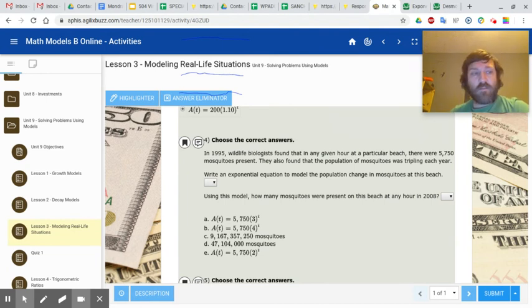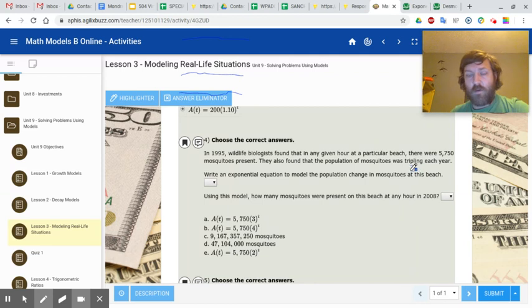In 1995, wildlife biologists found that any given hour on a particular beach, there were 5,750 mosquitoes present. They also found the population was tripling each year. So this is an important concept. Tripling means 3. So 3 times, we know that.